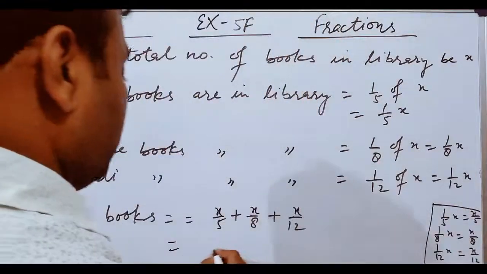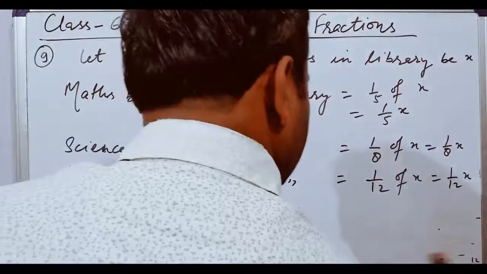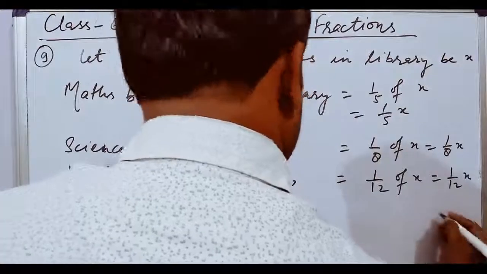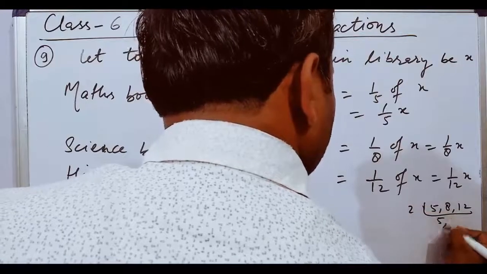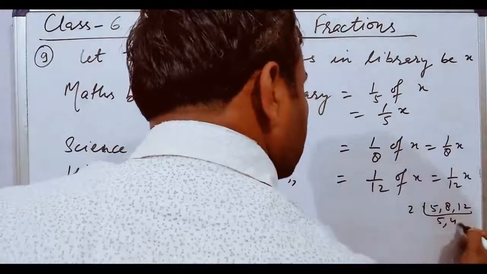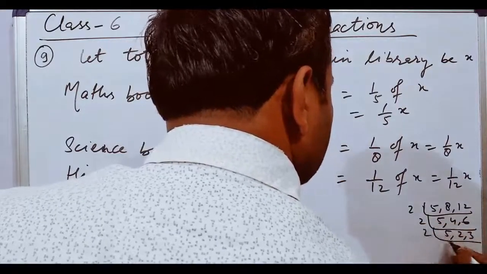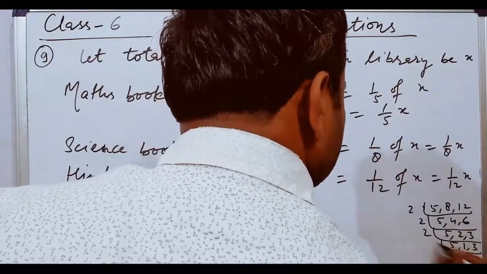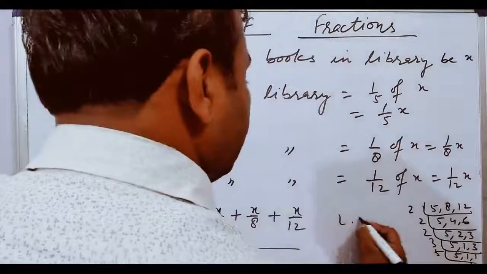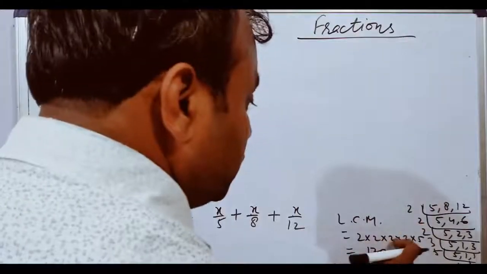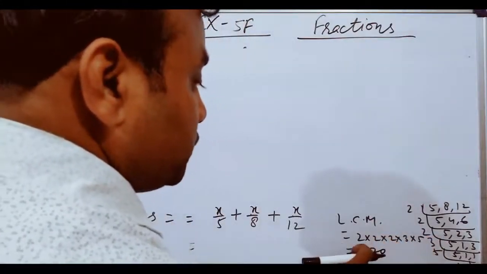Okay, dear student, now we'll find the LCM. LCM of 5, 8 and 12. See, 5 is not divisible by 2, so we'll write it same. 2 fours are 8, 2 sixes are 12, 5. Then 2 twos, 3, 5. Then 2 ones, 3, 5. Then 3 ones, 5. Then 5 ones. LCM equal to 2 into 2 into 2 into 3 into 5. 5 times 3 are 15, 2 are 30, 2 are 60, 2 are 120.